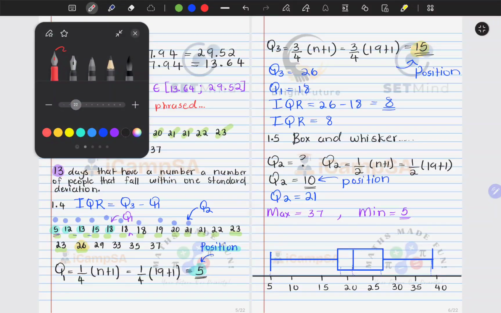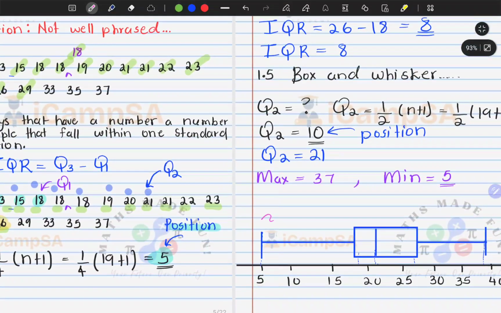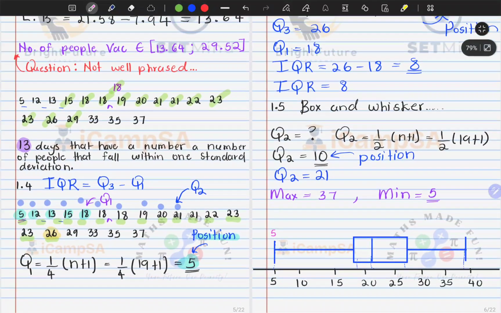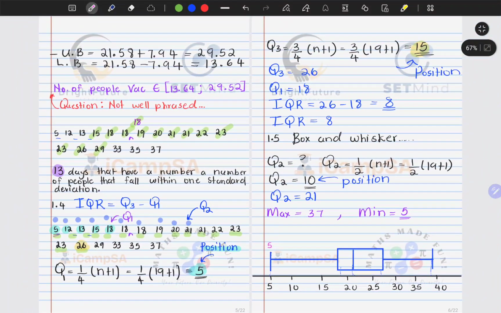What's always useful is to make labels here because at times you are not able to draw according to scale. So we have a 5 here. Q1, remember we did find, that was 18. And then the median, which is Q2, we found to be 21.